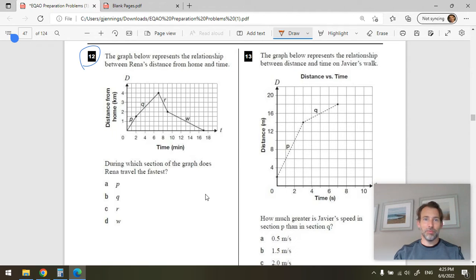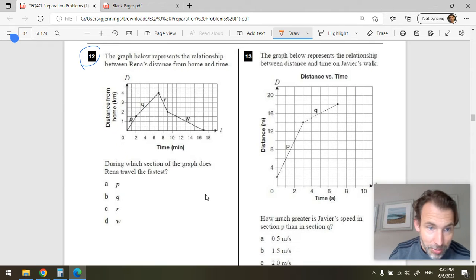The graph below represents the relationship between Raina's distance from home and time. During which section of the graph does Raina travel the fastest? Looks to me like P and R are pretty fast. Okay, how do I know they're fast? I look at the steepest slopes. The steepest slopes will show me these things.